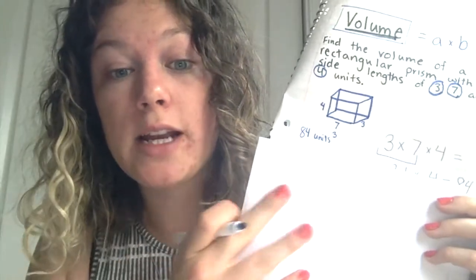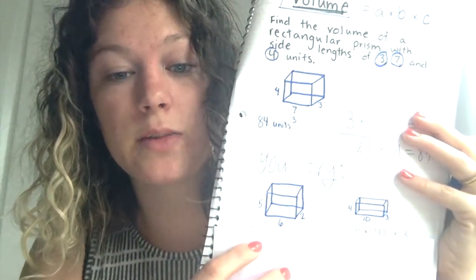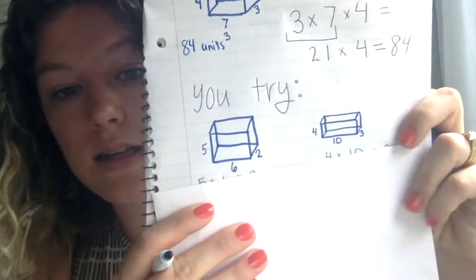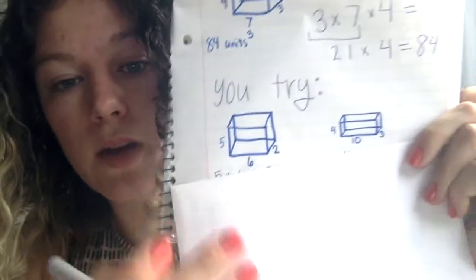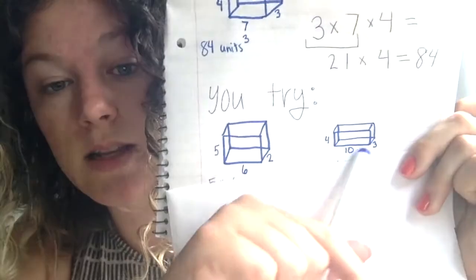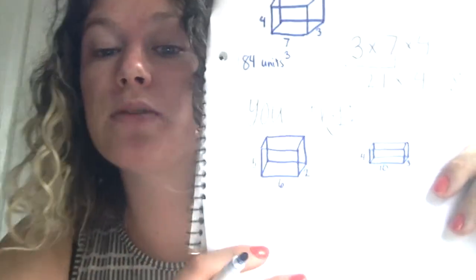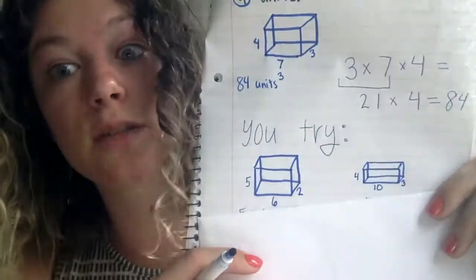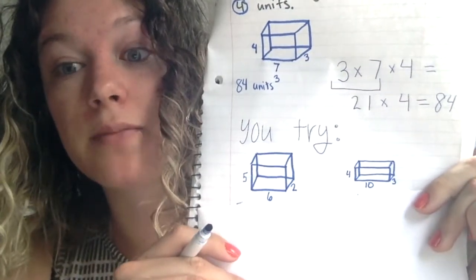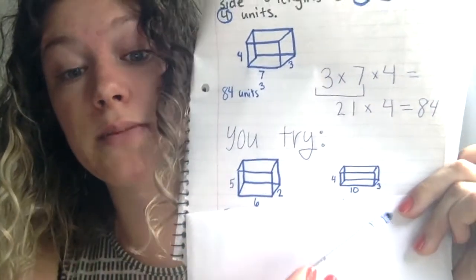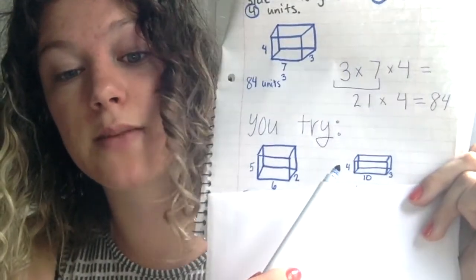I would like you to try now with these two shapes, okay? So we got two more rectangular prisms. We got 4, 10, and 3. We got 5, 6, and 2. So I would like you to find the volume, which is how much space is inside. And we're going to do this by multiplying A times B times C. You could also say it's the length times the width times the height.